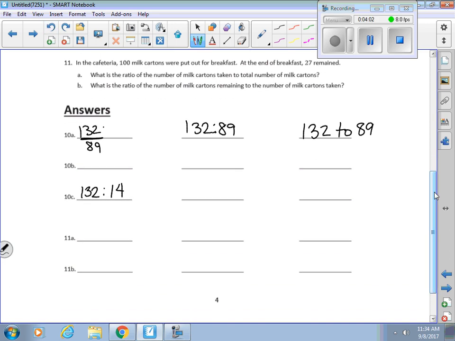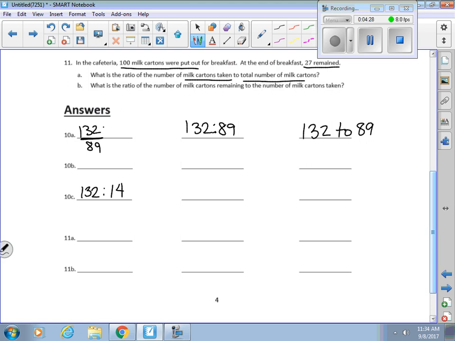Let's move on to 11. In the cafeteria, 100 milk cartons were put out for breakfast. At the end, 27 remained. Now, we have a missing piece of info because in part A it says, what is the ratio of the number of milk cartons taken to the total number of milk cartons? Well, it doesn't tell us how many are taken, so I guess we can't solve this problem, right?